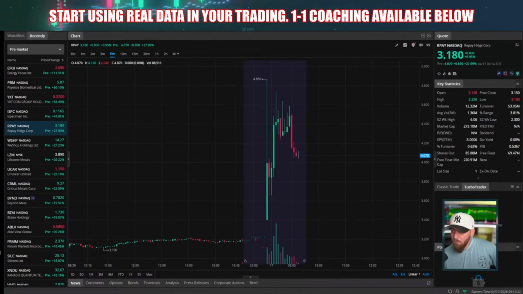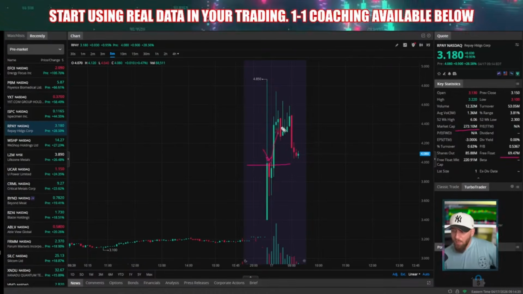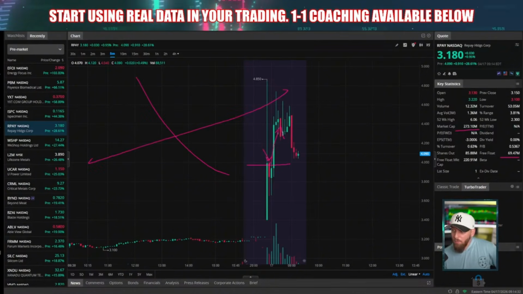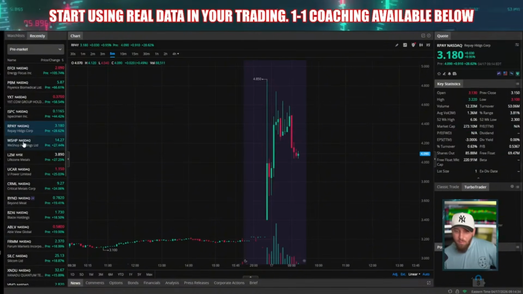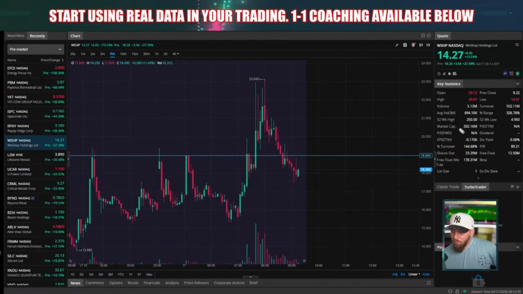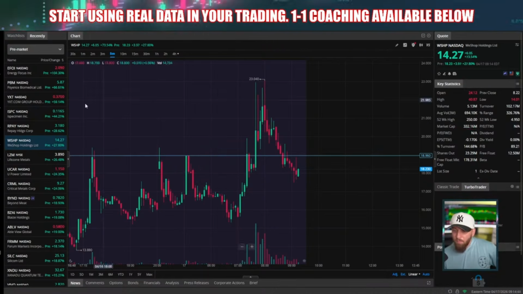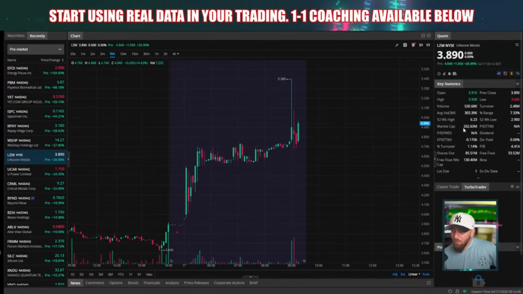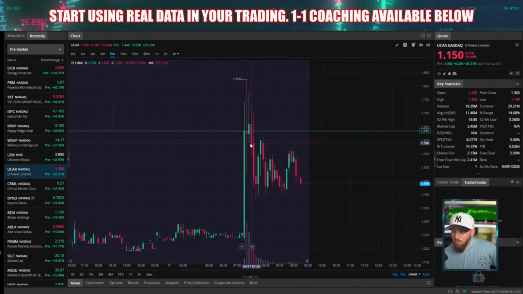RPAY, what's the problem here? Well, if we come over here and take a look, market cap is too high. Free float is too high. On top of that as well, this would have been a breakout level right here, and it already broke out. So RPAY is a no-go. Not going to be trading that one. WSHP, market cap 332 million. That's above 50 million, so that's a no-go. Don't worry about that one. LZM, same thing over here. Market cap 332 million. That's a no-go.